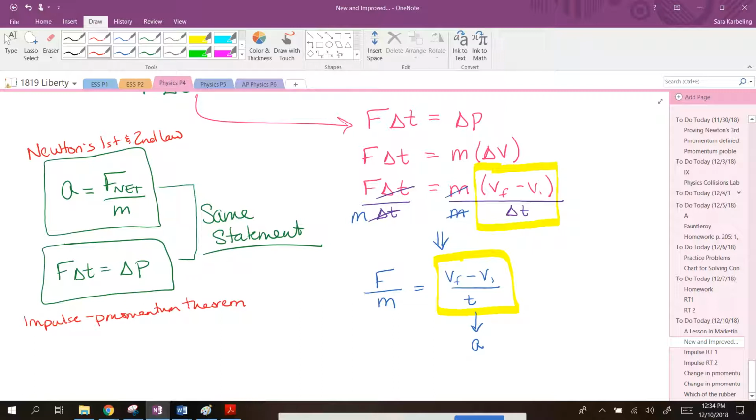Again, was he the first person to have come up with it? No. He just happened to write it down and everybody's like, oh, Isaac Newton! And they gave him credit for it. Whatever. I like to call it the impulse momentum theorem because that's better. Let's not give credit where credit isn't due, friends.